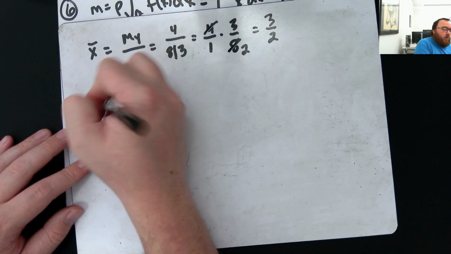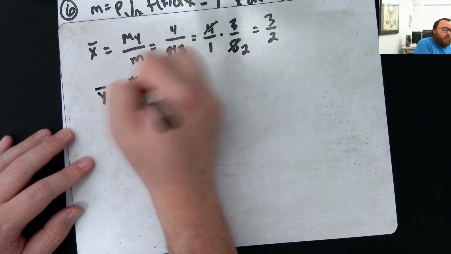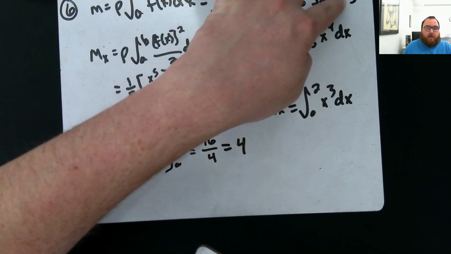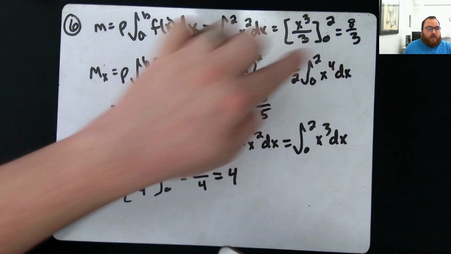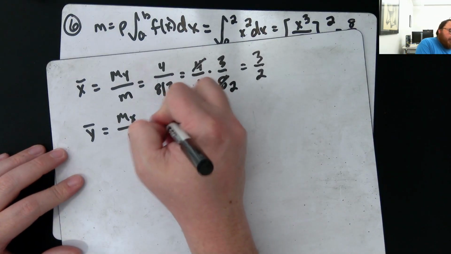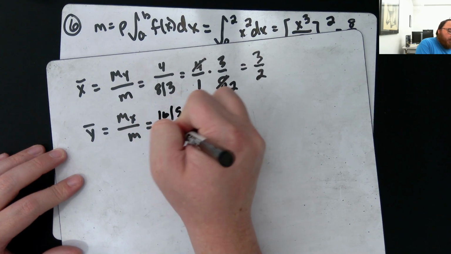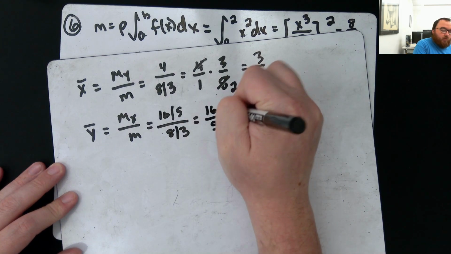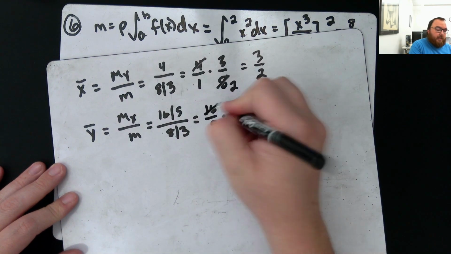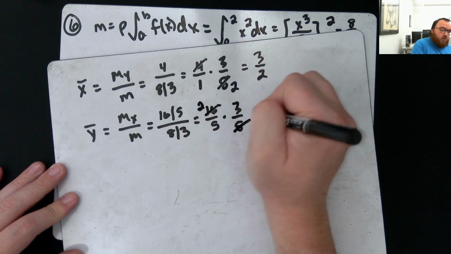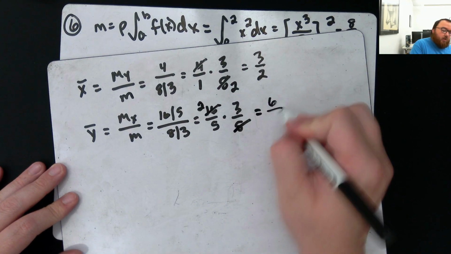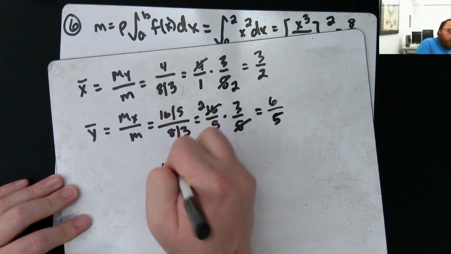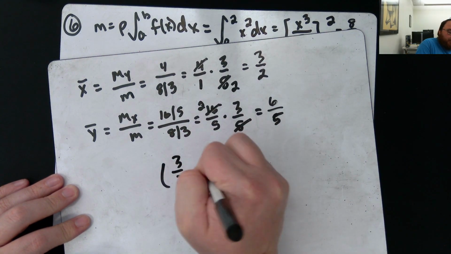And then for the centroid of y, we do the moment about x over m. The moment about x, we got 16 over 5 over my total mass, which is 8/3. So 16 over 5 divided by 8/3. Once again, keep, change, flip. So 16 over 5 times 3 over 8. 16 and 8 will cancel out to give me a 2. 2 times 3 is 6 over 5. So the centroid is going to be 3 over 2 and 6/5.